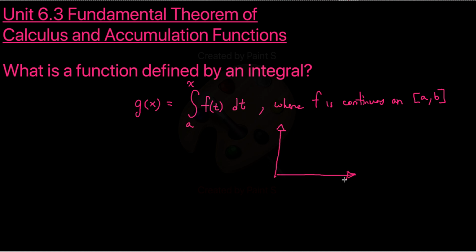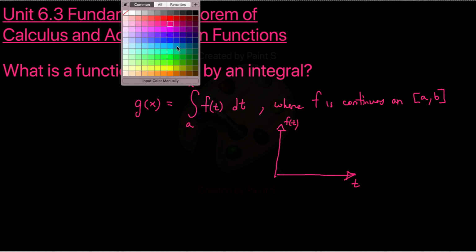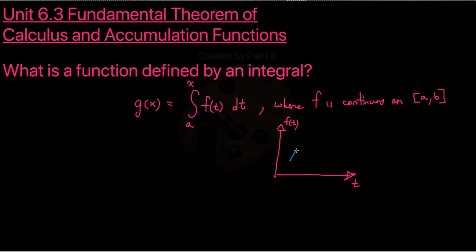So I'm going to draw the graph of f. This is going to be along t, and then this is going to be f of t, this value out. And then let's draw f. Let's say f looks like this, whatever. And then let's say that this is a, and then this is some b, way over here, let's say off of the chart.